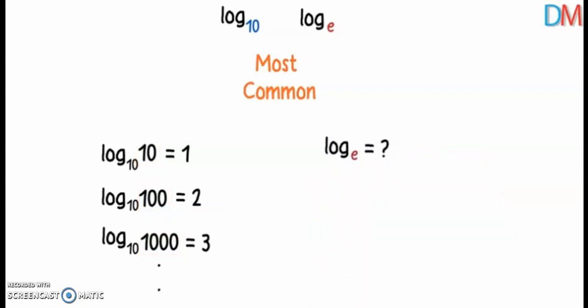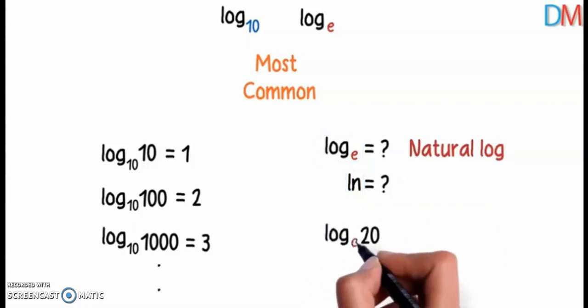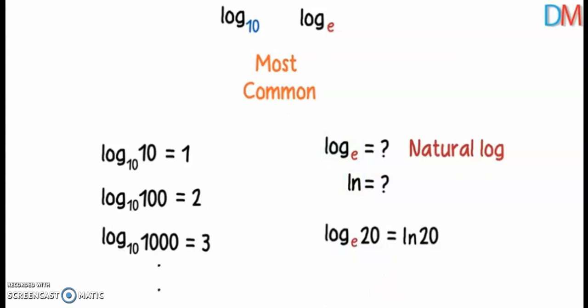But log to the base E is what I'm deeply interested in. It's called the natural log, and it's also written as ln. Yes, log to the base E is also written as ln. So log 20 to the base E can be written as ln of 20, the natural log of 20.